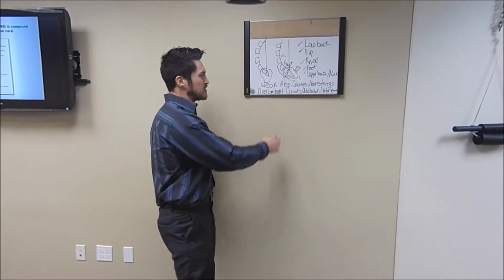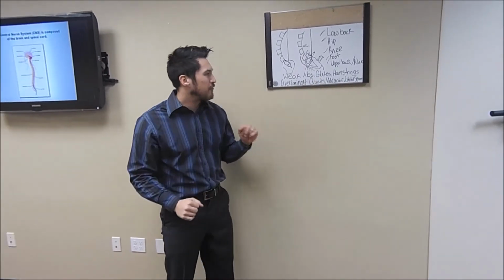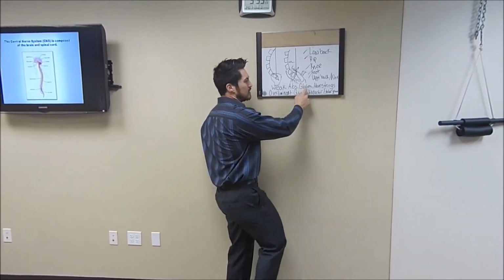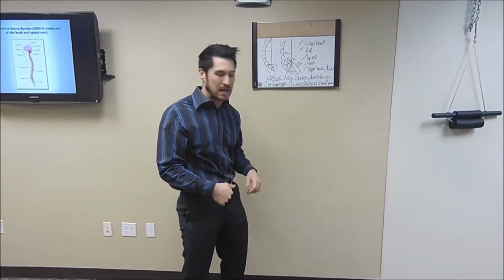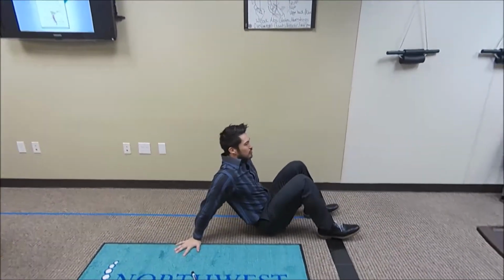So let's move into some of the strengthening, okay? Glutes, my favorite exercise for the glutes is going to be the hip bridge, because we're going to be attacking the glutes as well as the hamstrings at the same time. So for this one, what we're going to do is just lay flat on the ground.